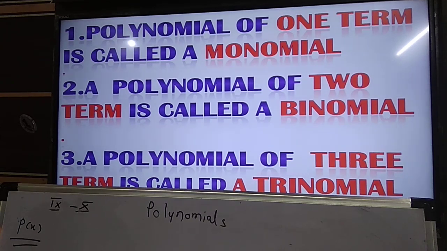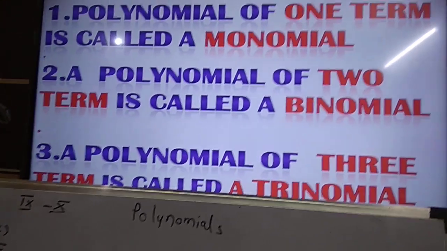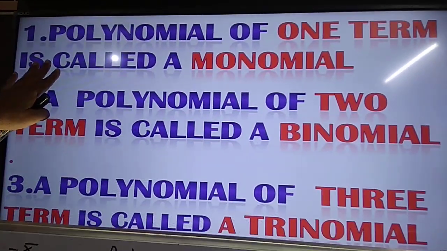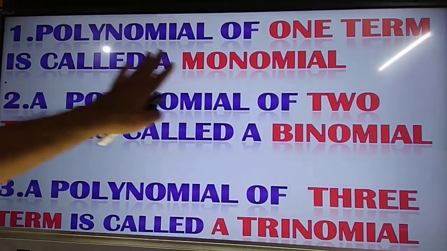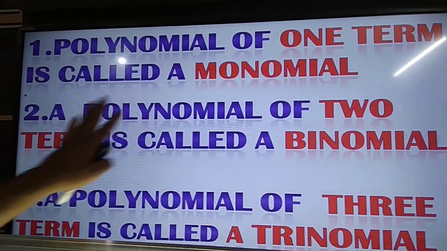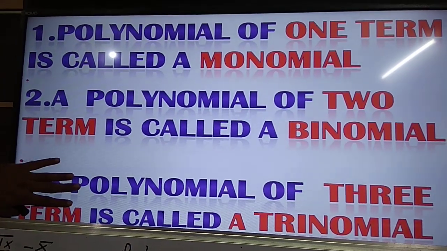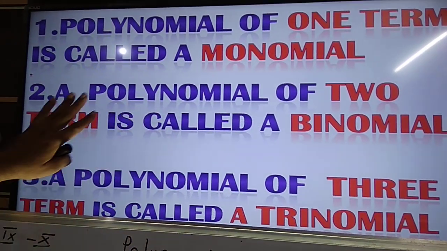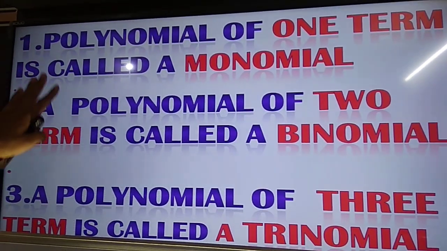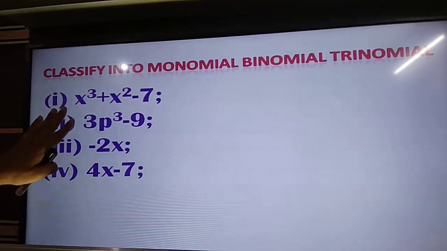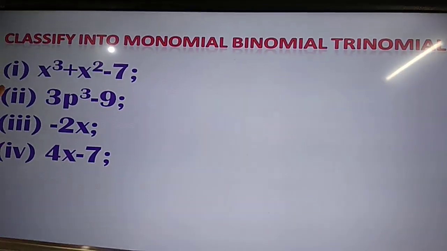As you know, in the algebraic expressions we have seen that an expression having one term is called a monomial. In a similar manner, in polynomials, a polynomial having one term is called a monomial, a polynomial having two terms is called a binomial, and a polynomial having three terms is called a trinomial. Overall, a polynomial is an expression having one or more than one term. Let us see how to classify these into monomial, binomial, trinomial.